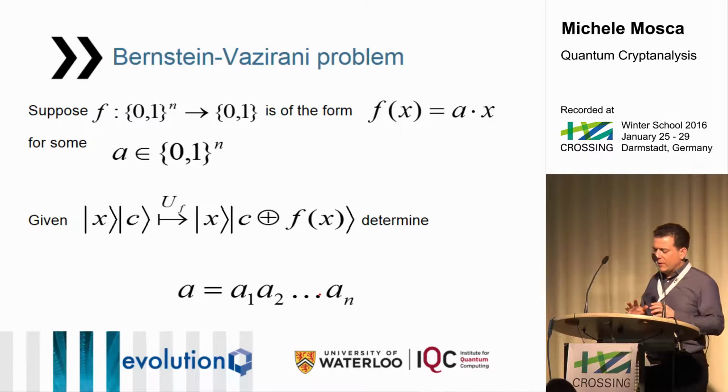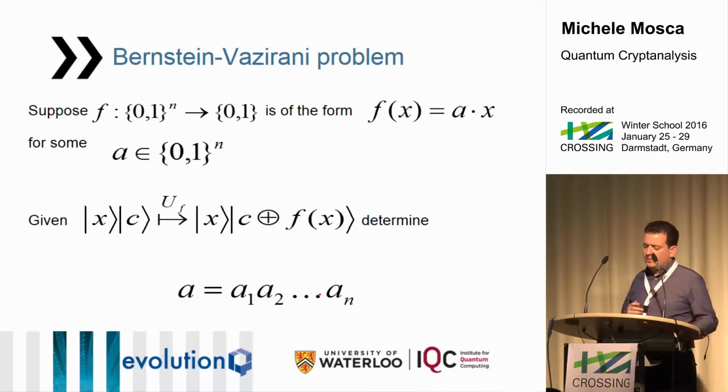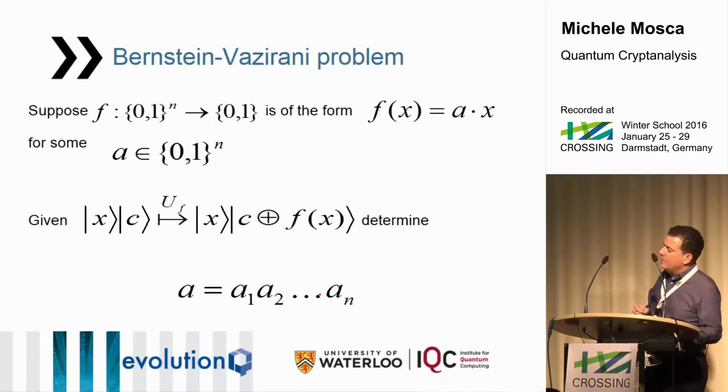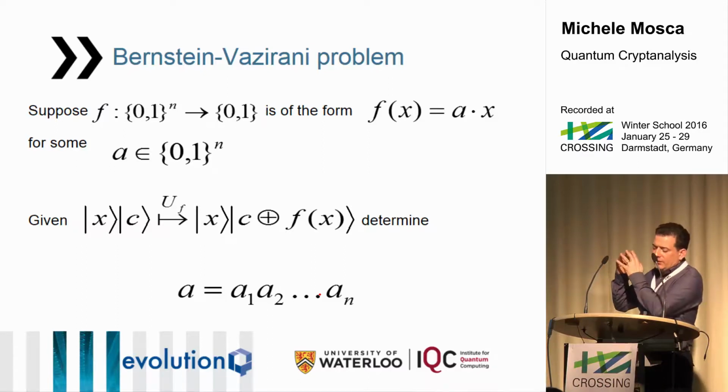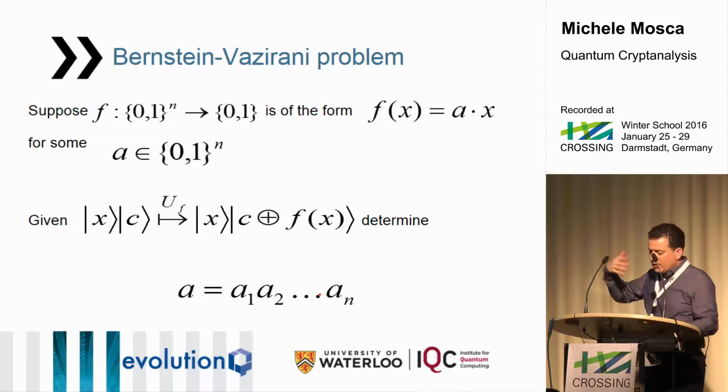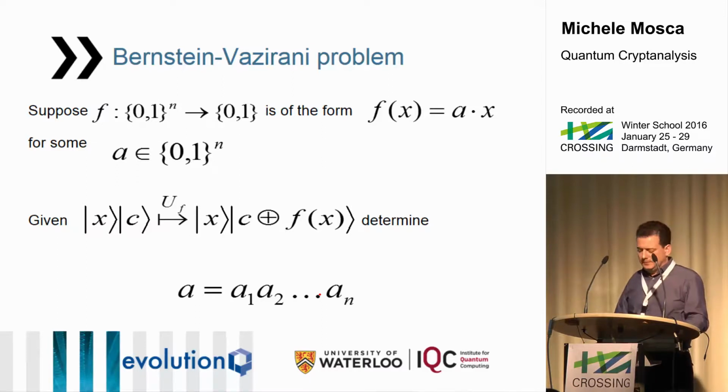So Bernstein-Vazirani posed the problem: suppose f maps n bits to 1 bit, and f has a very special form. It takes the n-bit string x and takes a dot product with some secret string a. So it's a dot product between these n-bit strings. So it's a very special function, and you're given a reversible way to compute it. You want to find the n-bit string a.